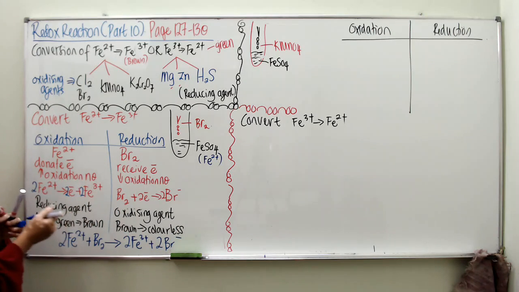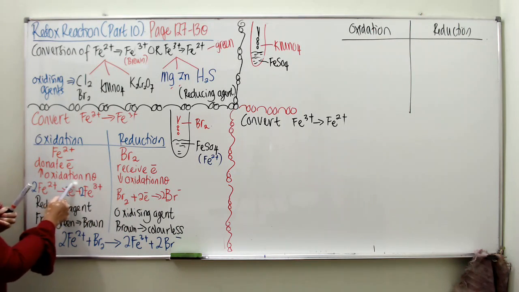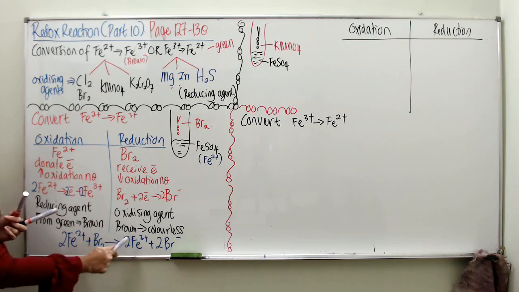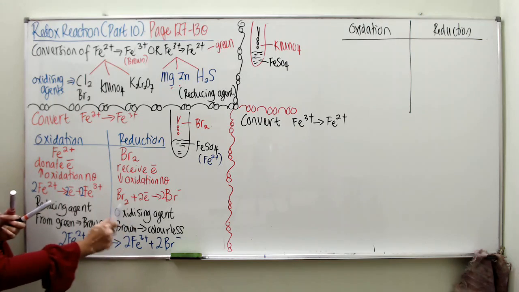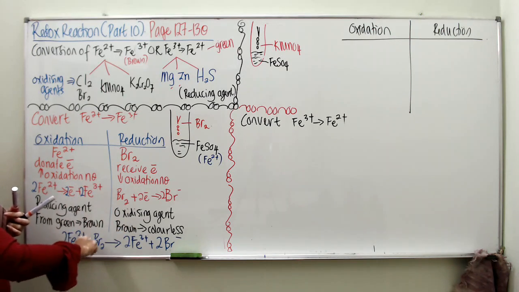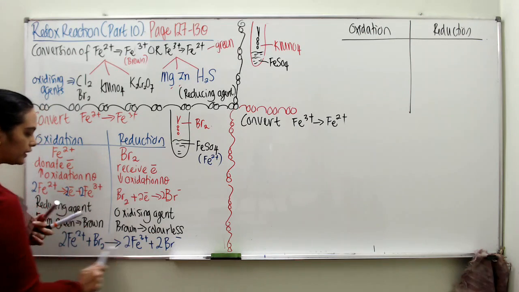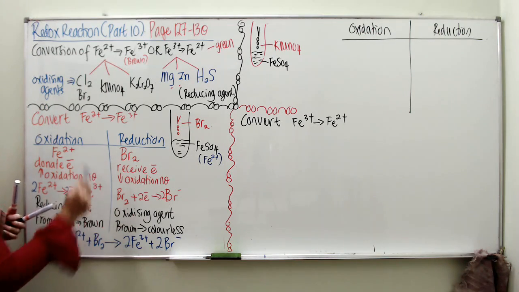I hope you can understand that the 2 electrons are cancelled in order to balance the equation, with ions and electrons balanced on the left and right. Okay, so this is the overall ionic equation for this reaction.